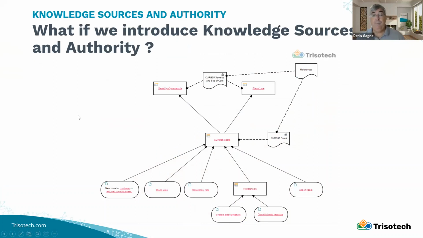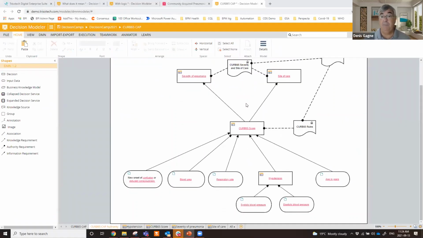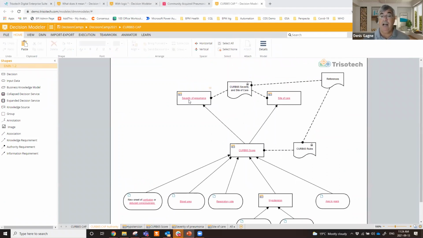So now I can have my decision model with my terminology that is disambiguated. That same terminology within a context of concept model telling me what it means contextually. And now I have the authority under which these decisions are made. And these are the rules. And basically, as you can see here, I can see that the severity and the site of care is under the authority of the set of rules.